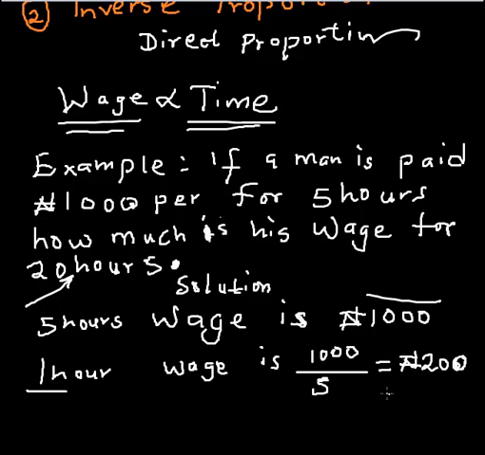Having gotten how much he earned for just 1 hour, it's easy for you to get the wage for 20 hours. So the 20 hours wage will be a multiple. I'm going to multiply the wage for 1 hour.